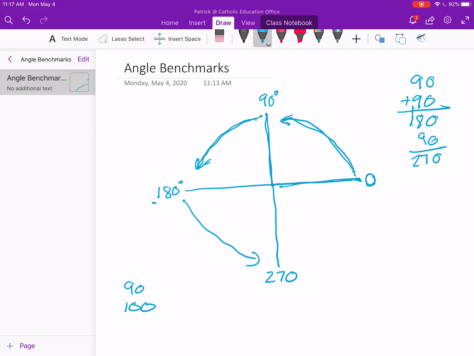Now, another way to do this is really 90 is close to 100. So I could go what's 180 plus 100, which is 280. And then I have to take away 10 because 90 is 10 less than 100. So you can go by 100 every time and then take away 10. So what's 270 plus 100? That would be 370. Take away 10, which is 360.